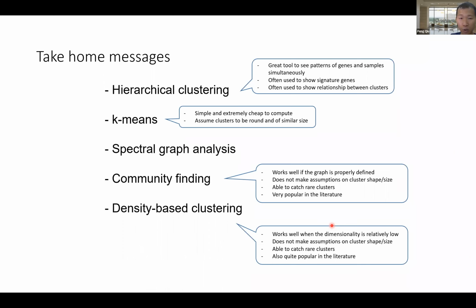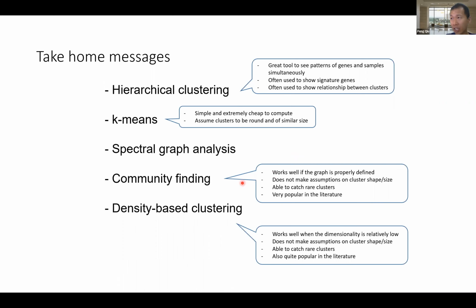And k-means is super simple, right? And very cheap to compute. So it doesn't really take you much effort to do it, so why not? But of course, there is this caveat that k-means assumes different clusters to be roughly of similar size and of round shape. So if k-means doesn't work, then one thing you should check is maybe some other algorithm that does not have this round shape assumption.